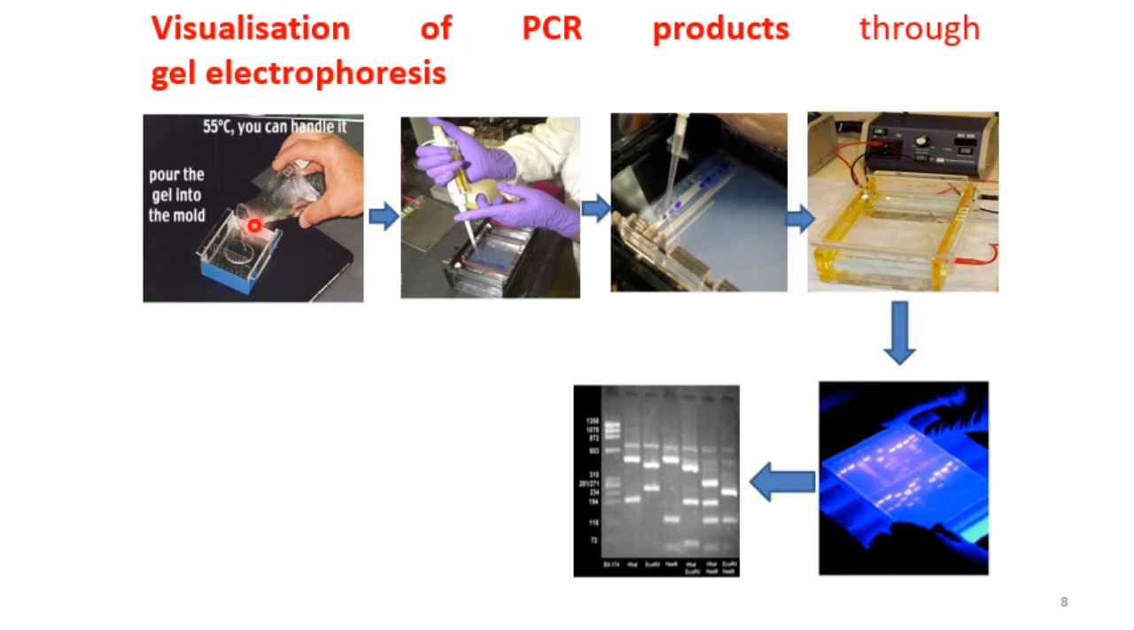Here we have the agarose gel as a liquid. We will pour it into the cast and we leave it to solidify. Then we will put the PCR product in the wells, and then we apply an electrical current, and then we will visualize it in a gel doc to look for the band.